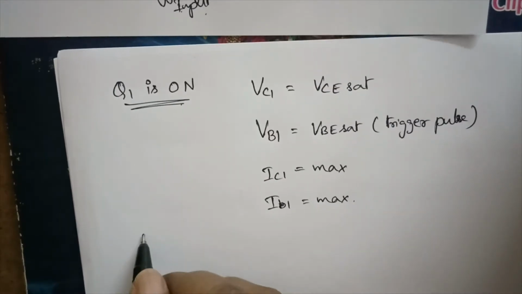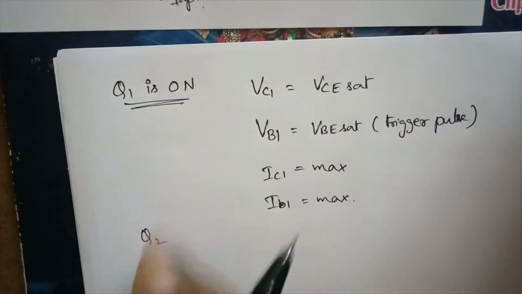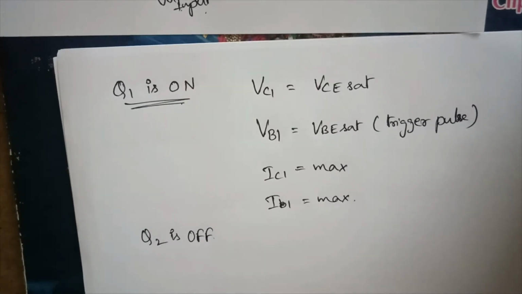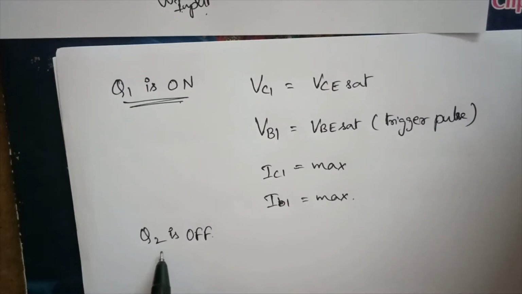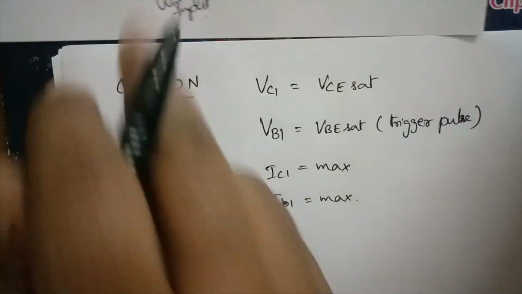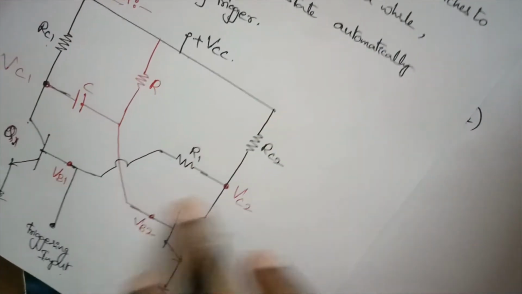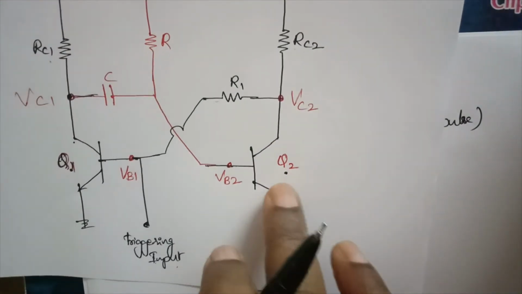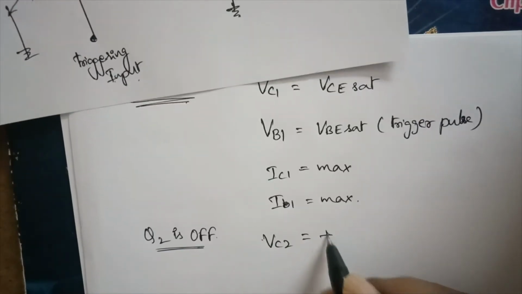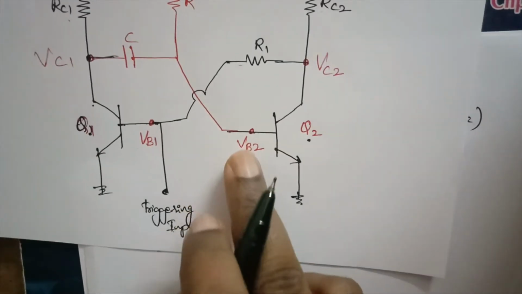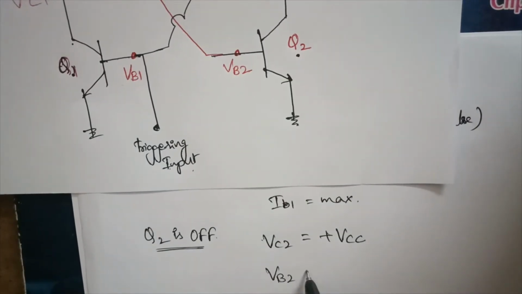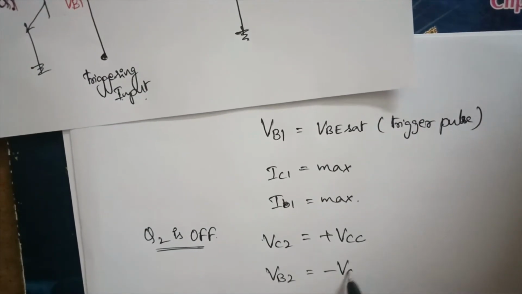Now come on to Q2. When Q1 is on, automatically Q2 is off. So when Q2 is off, what will be the operation? What are the values of these voltages and currents? When Q2 is off, what about VC2? The VC2 value is +VCC. What is the VB2 value? The cutoff voltage at the base terminal, that is -VCC.